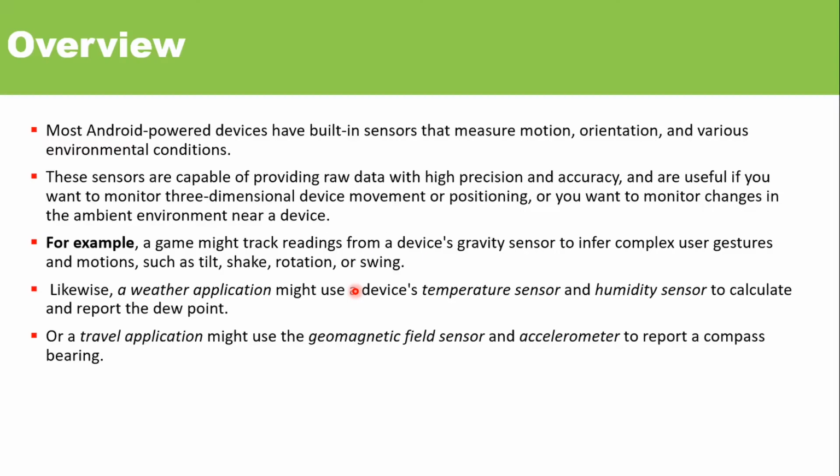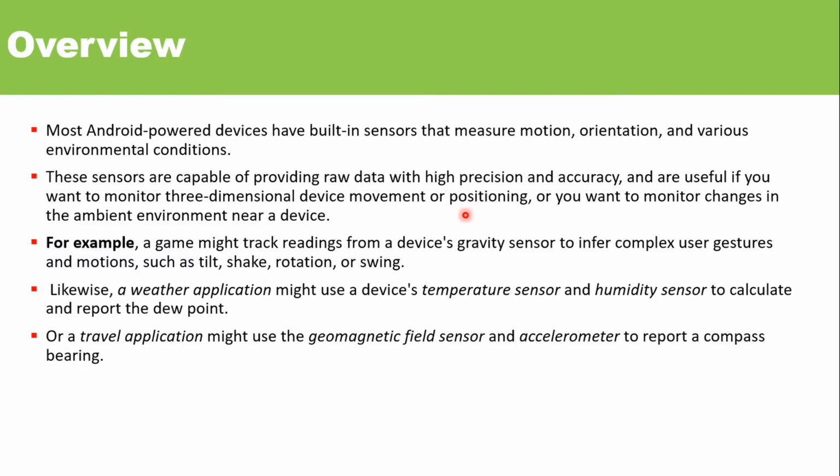The topic that we are going to see today is Android sensors. So what is Android sensors? Now, most Android powered devices have built-in sensors that measure motion, orientation and various environmental conditions. These sensors are capable of providing raw data with high precision and accuracy and are useful if you want to monitor three-dimensional device movement or positioning, okay? Or say if you want to monitor changes in your environment near a device.